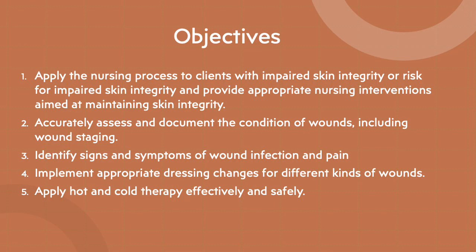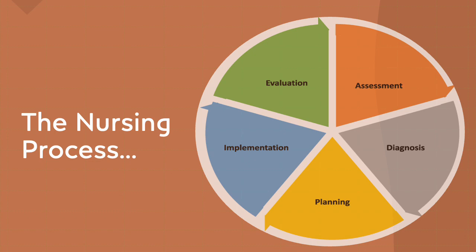The objectives of this lecture include apply the nursing process to clients with impaired skin integrity or risk for impaired skin integrity and provide appropriate nursing interventions aimed at maintaining skin integrity. Accurately assess and document the condition of wounds, including wound staging. Identify signs and symptoms of wound infection and pain. Implement appropriate dressing changes for different kinds of wounds. Apply hot and cold therapy effectively and safely. The nursing process includes assessment, diagnosis, planning, implementation, and evaluation.